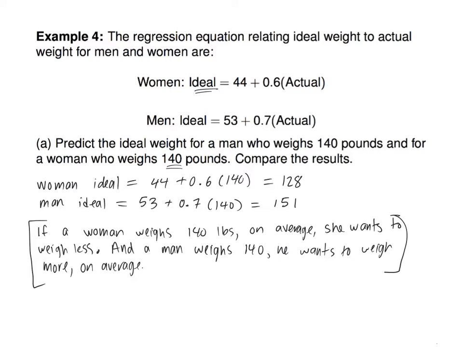The conclusion is based on what you get in this step, and what you get in this step depends on the fact that x was 140. So you cannot say women always want to weigh less and men always want to weigh more. That's not true, right? But you can say when these two people weigh 140, then this is true. Does that make sense? Okay, good. Great questions.